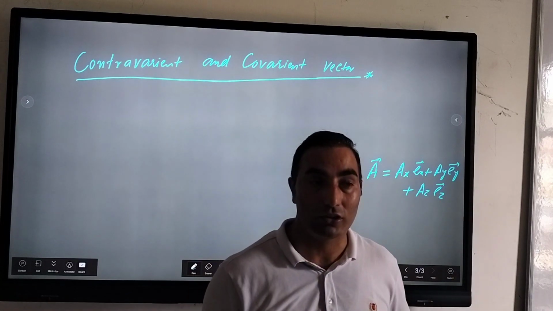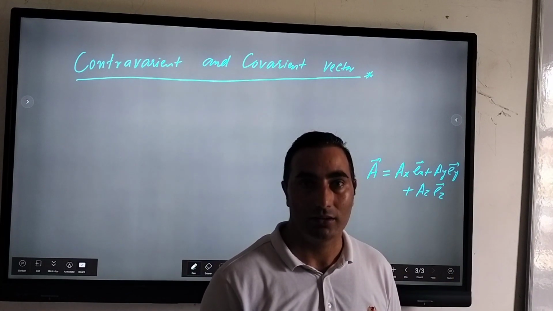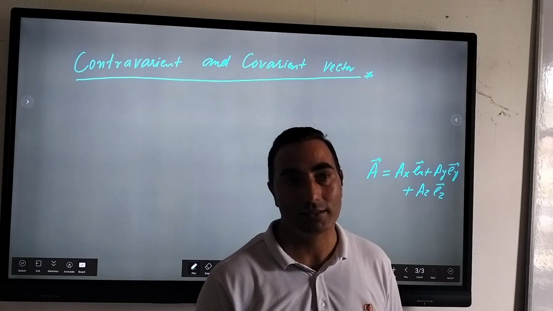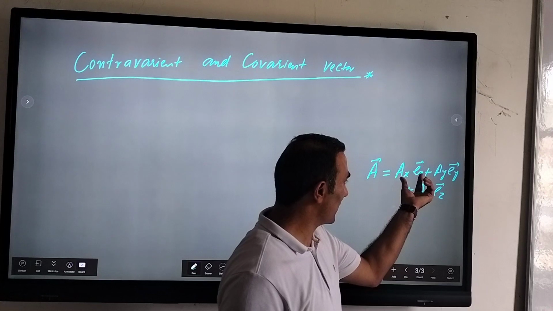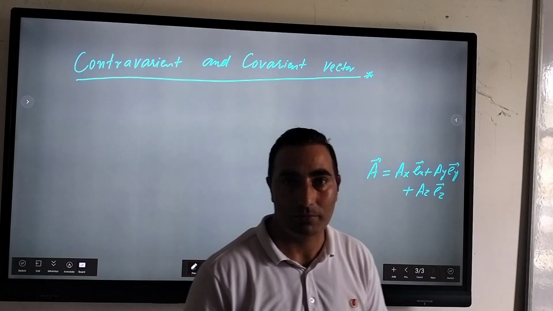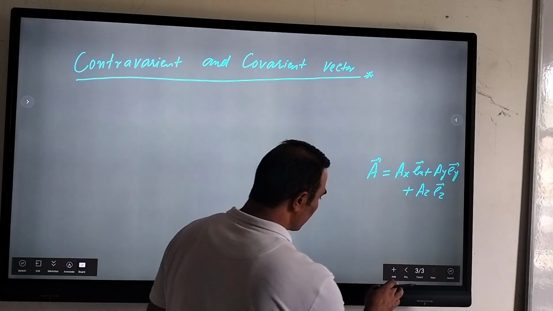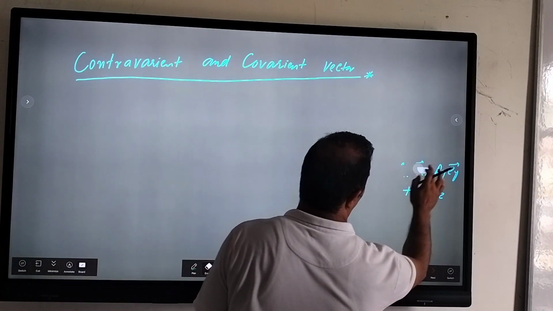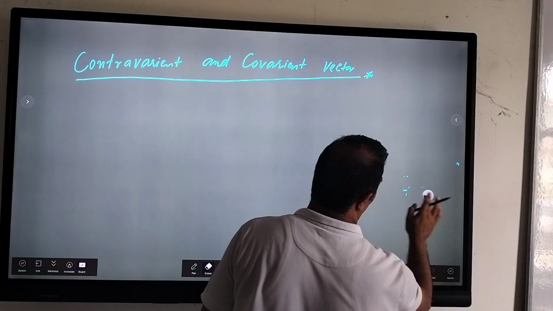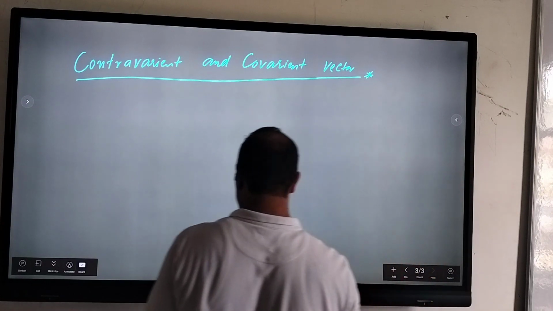So these are not those orthogonal unit vectors. These are simply those basis vectors, which represent the direction of these different components of that vector, right? So let's first discuss what basically a contravariant vector is, and then a covariant vector, right?